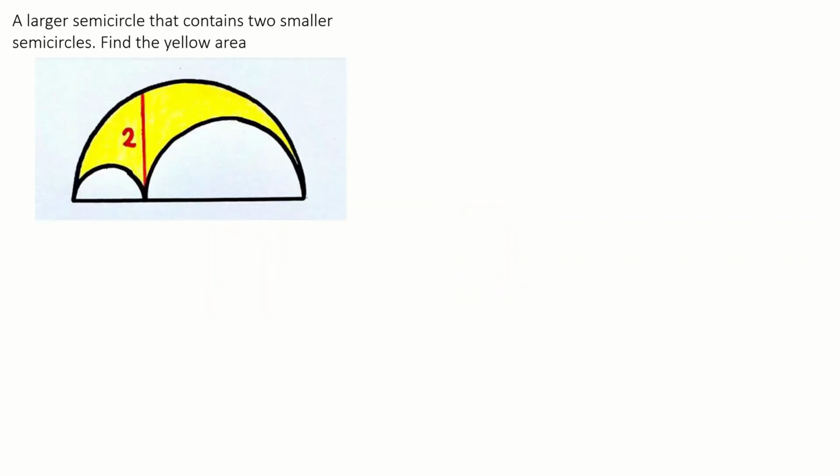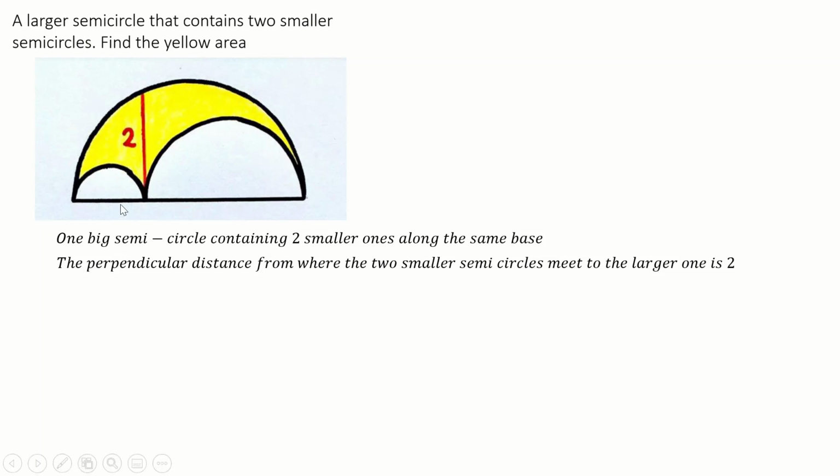Another question. Larger semicircle that contains two smaller semicircles. Well done if you got this one. I thought this one was a bit hard. What you need to do here is you need to, again, pretend that the question isn't drawn for you. Look at the question and think, what is the only thing I'm being told? I'm being told there's one big semicircle containing two smaller ones that are drawn along the same base. And the only other information I have is the distance from the point where the two smaller semicircles meet up to the big semicircle is 2. That's all the information that I have, right?